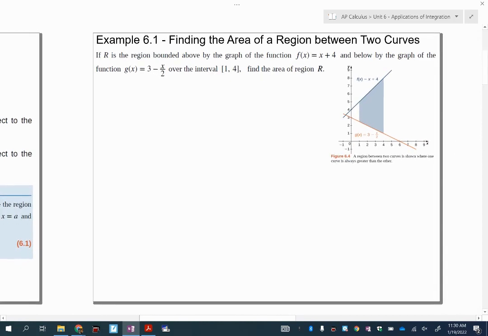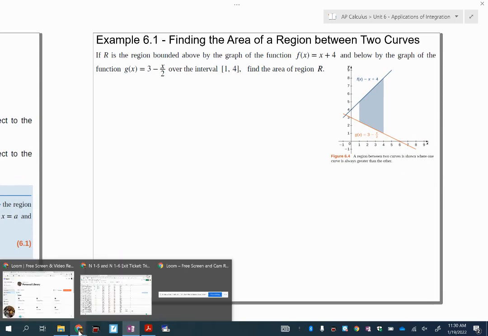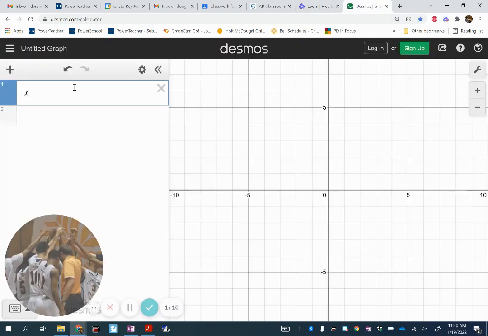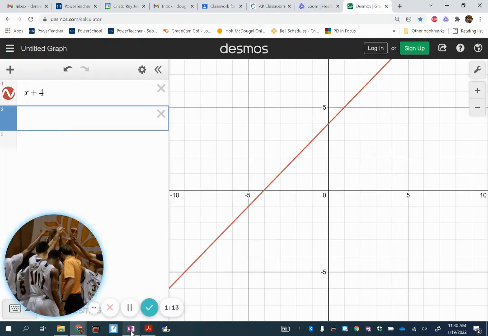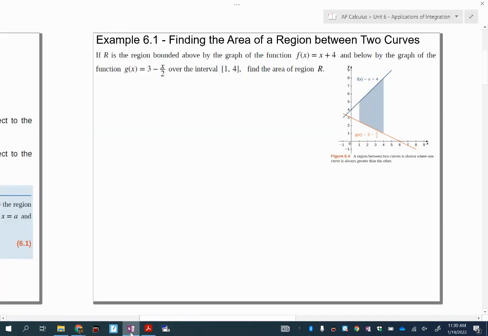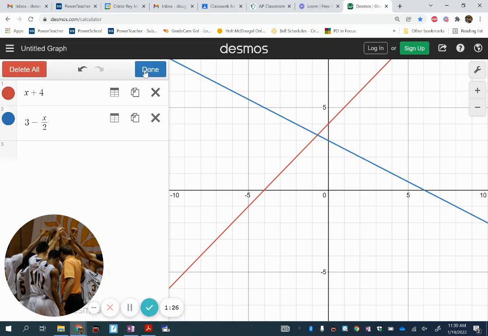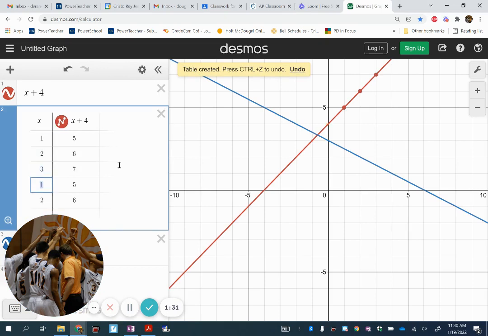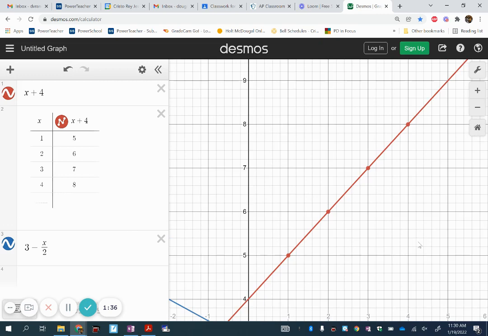The first thing I'm going to do is graph it. I know it's right here in the image, but I'll go ahead and graph it for you on Desmos. It's a little larger there. So x plus 4, and then the other one is 3 minus x over 2. We're looking at this one between 1 and 4.